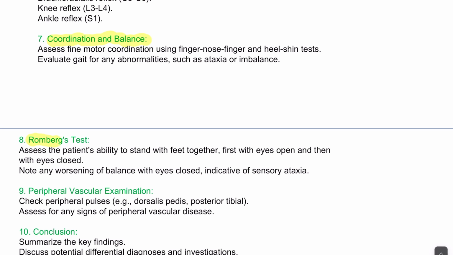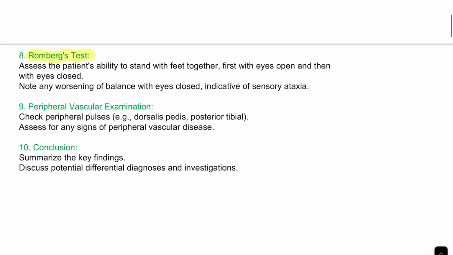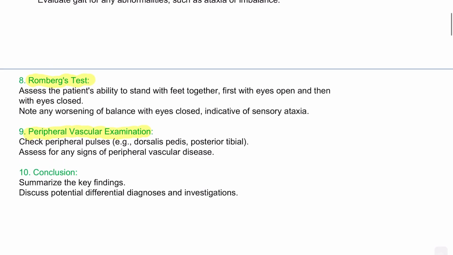We're going to do the Romberg's test. How are we going to do this? We assess the patient's ability to stand with feet together, first with eyes open and then with eyes closed. Note any worsening of balance with eyes closed, indicative of sensory ataxia. We're also briefly going to do the peripheral vascular examination. Just check the peripheral pulses, especially the dorsalis pedis and the posterior tibial, and assess for any signs of peripheral vascular disease. And then we're going to summarize the key findings and discuss the potential differential diagnosis and investigations.